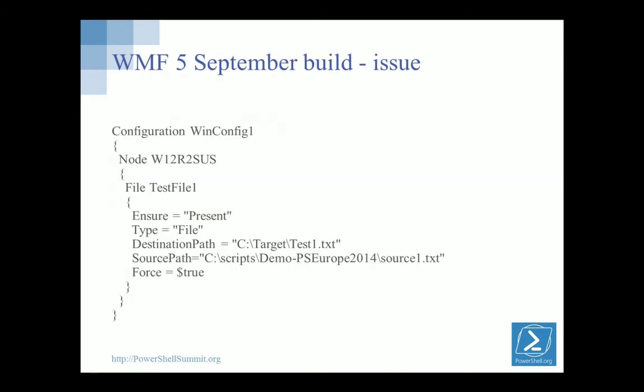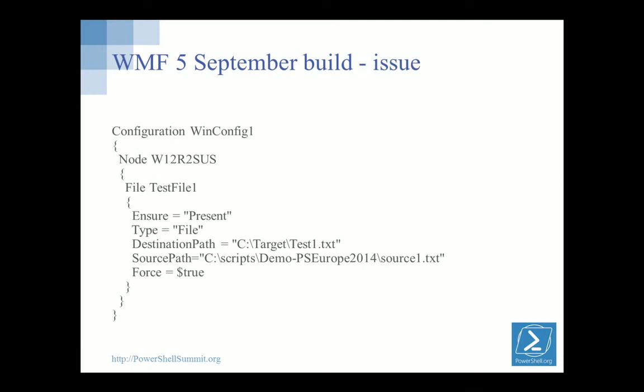There is one issue if you're using the September WMF5 build. You'll recognize this as a fairly simple configuration. It's just putting a file onto W32R2SUS, which is the node. Ensure it's present. It's a file. That's where it's going to go. That's where I'm pulling the source from, and I'm just forcing it to be there.